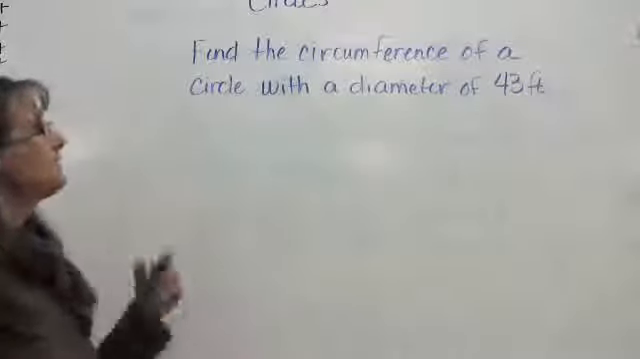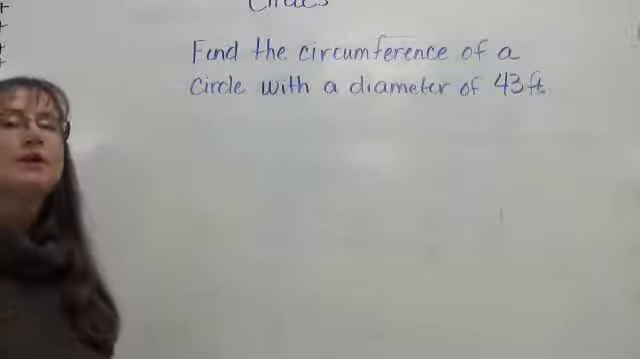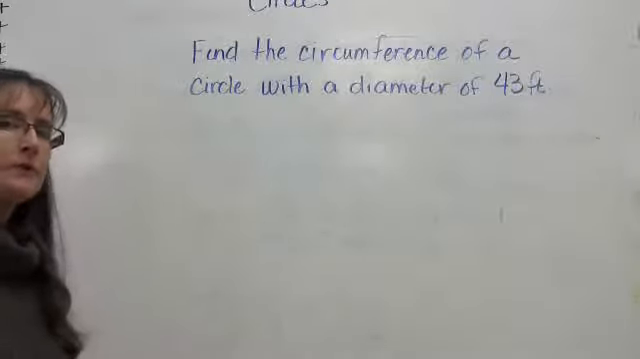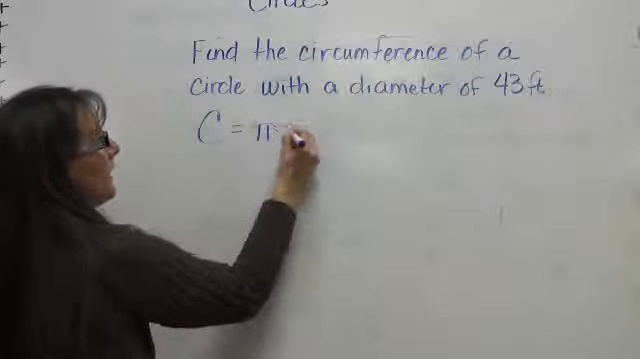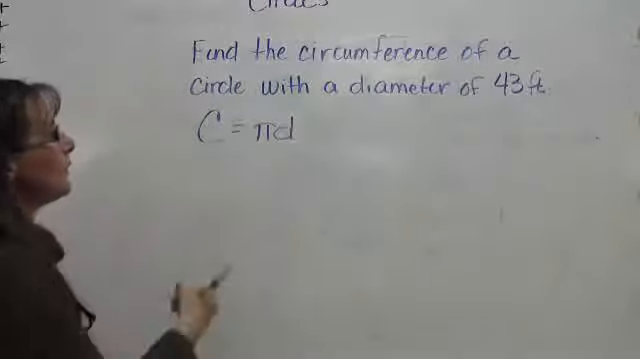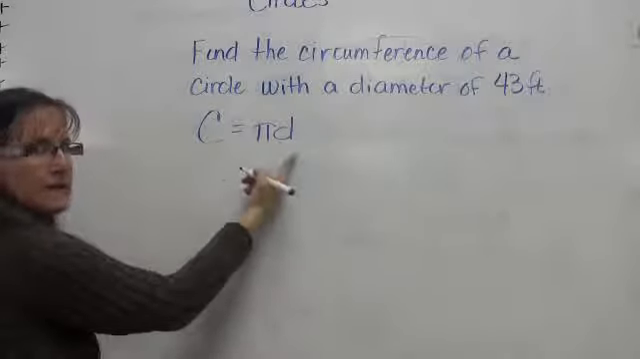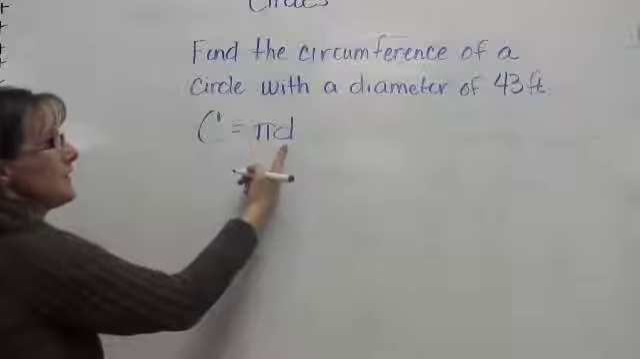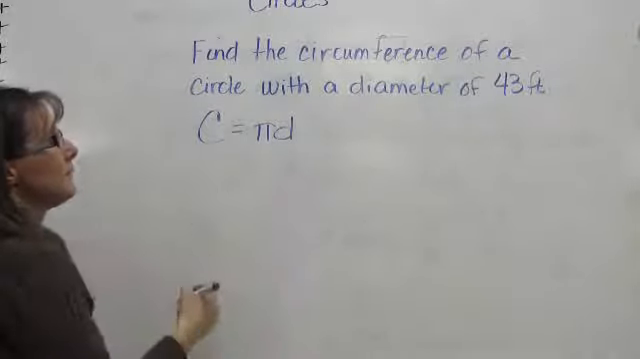Okay, here we're being asked to find the circumference of a circle with a diameter of 43 feet. So I'm looking for circumference. I know I'm going to use the circumference formula, which is C equals pi d. Remember that between pi and d, when you have these two together, it is like having a number next to a letter, which means that we will be multiplying pi times diameter.